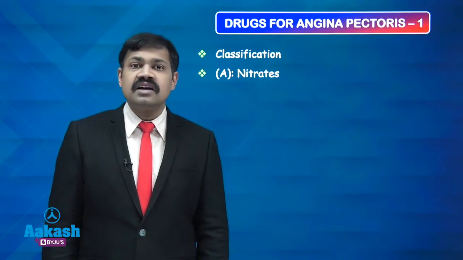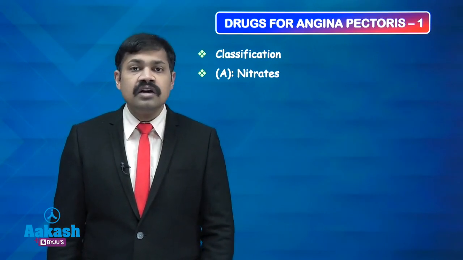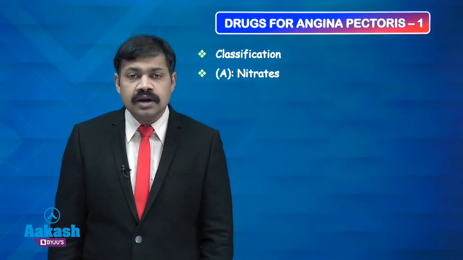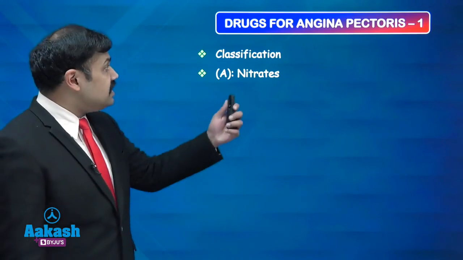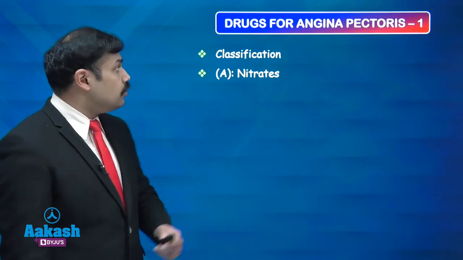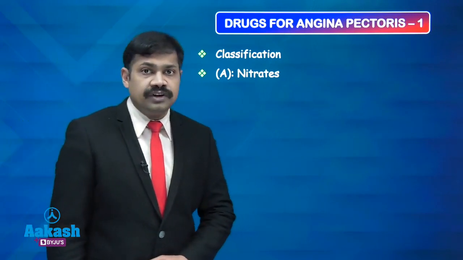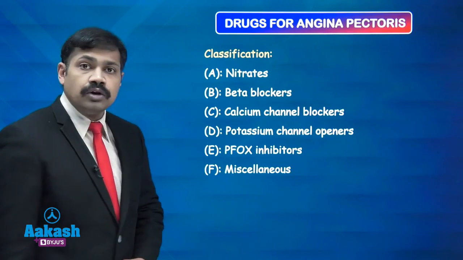So we are discussing the cardiovascular system. We have covered the first indication, that is drugs for hypertension. We are now moving on to the next indication, that is drugs for angina pectoris. And in this video, we will discuss the nitrates. So first let us see the list of drugs which are used in angina pectoris.